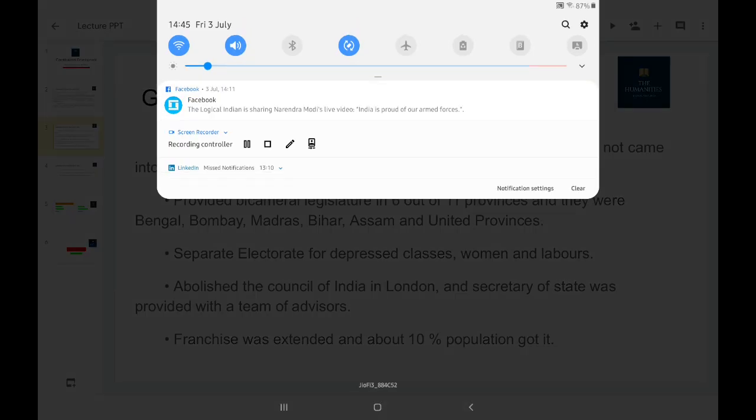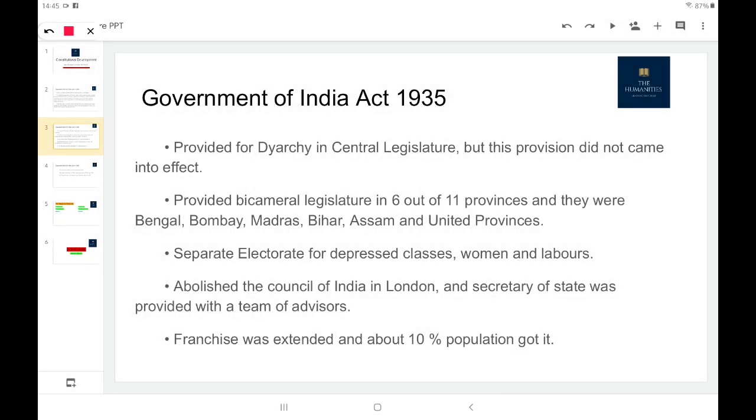Then after, this act also provided for diarchy in the center. So it abolished diarchy in the provinces, in the units, and it introduced diarchy in the central legislature. But again, we have discussed that all those provisions which were related to the central government couldn't be implemented. And then after, it also provided for the bicameral legislature in 6 provinces.